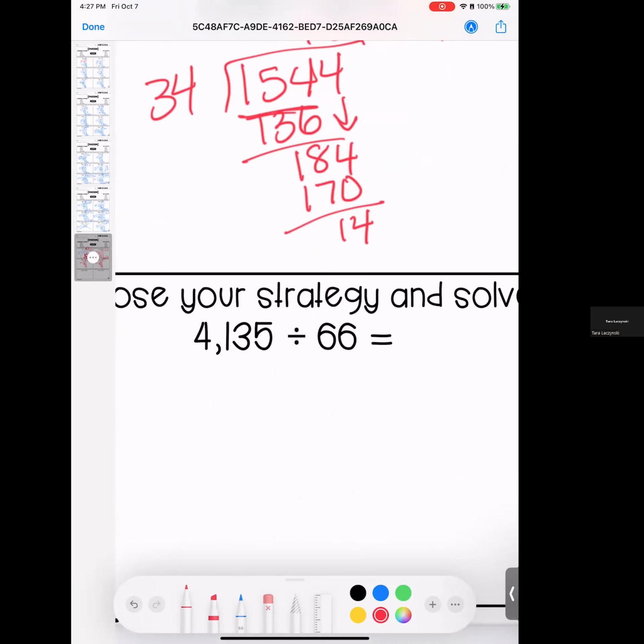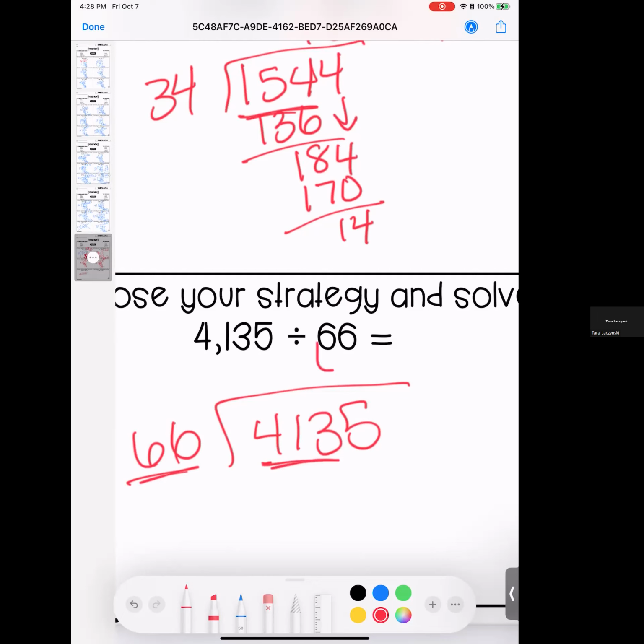2 more, and then we are in the weekend. Dividing 66 into 4,135. We're dividing first into 413. That's going to go in 6 times. When I multiply that, I get 396. And when I subtract that from 413, I get 17.